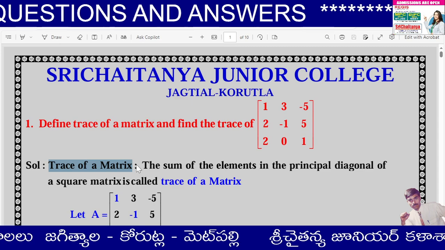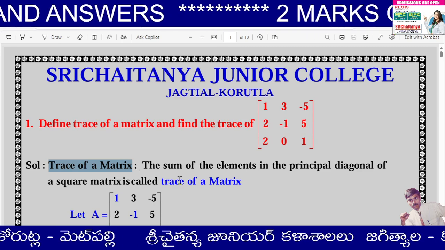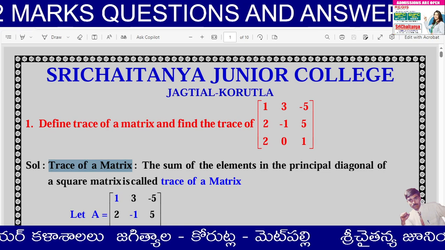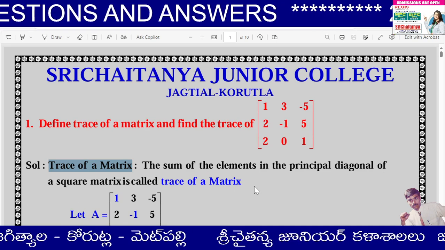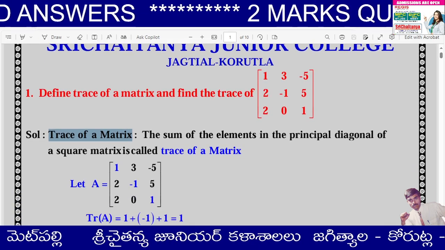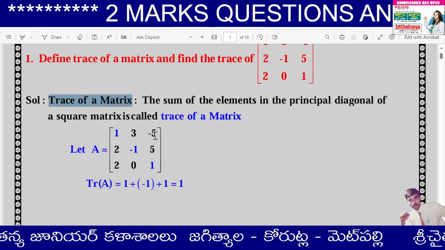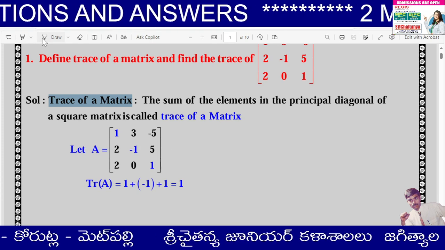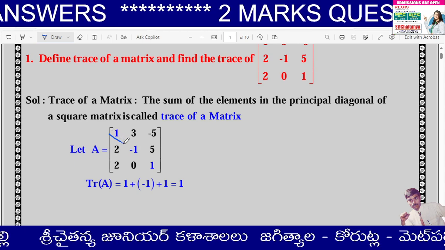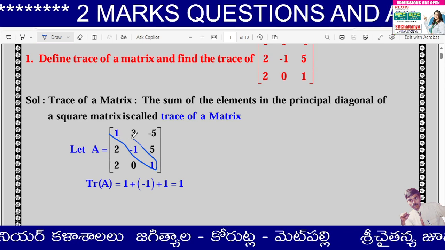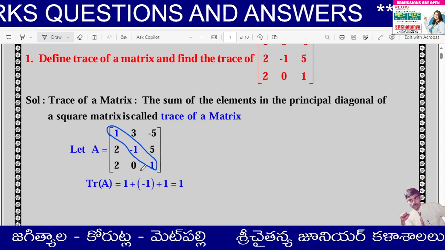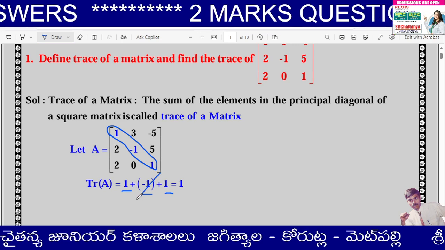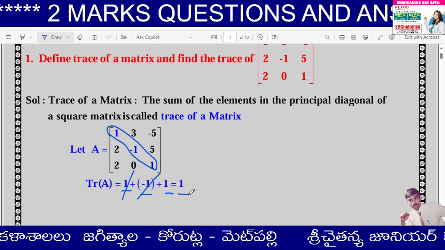Definition: the sum of elements in the principal diagonal of a square matrix is called trace of matrix. The given matrix is 1 3 minus 5, 2 minus 1 5, 2 0 1. The diagonal elements are 1, minus 1, 1. The sum: minus 1 plus 1 get cancelled, equal to 1. The first question answer is 1.